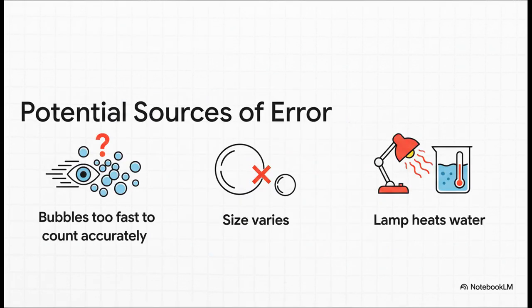Examiners love asking you to evaluate the experiment, to pick holes in it. So what could go wrong? Well, the bubbles might come out so fast you can't count them accurately, or maybe the bubbles aren't all the same size. A big one is that a hot lamp could heat up the water, which would change the temperature, and that would mean you're changing two variables at once, making your test totally invalid.